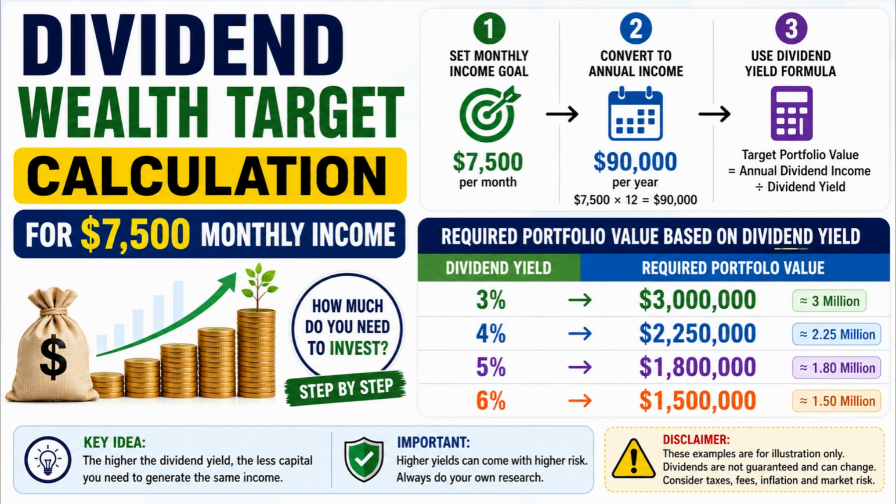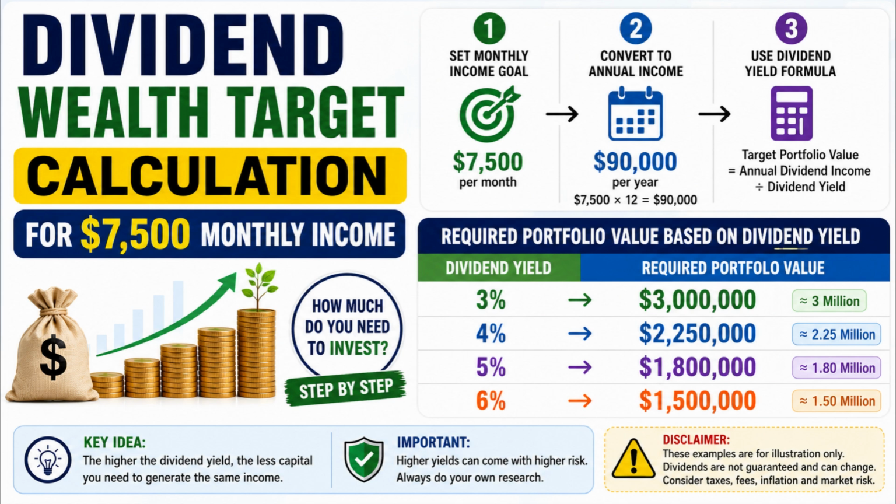$2,250,000. Then, if the dividend yield is 5%, the required portfolio value becomes about $1,800,000. Similarly, if the dividend yield is 6%, the required portfolio value is about $1,500,000. So, the main lesson is very clear. The higher the dividend yield, the less capital is needed to generate the same monthly income.